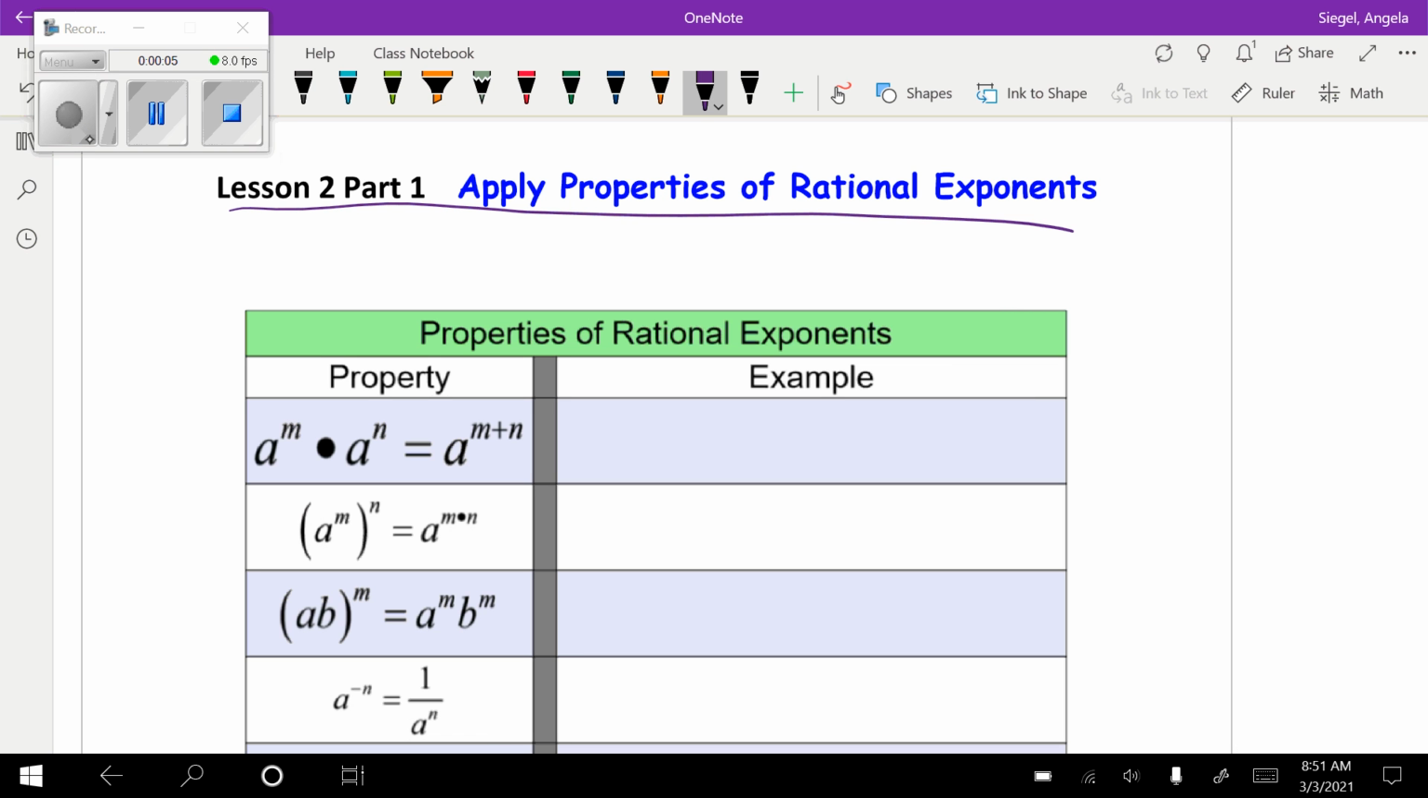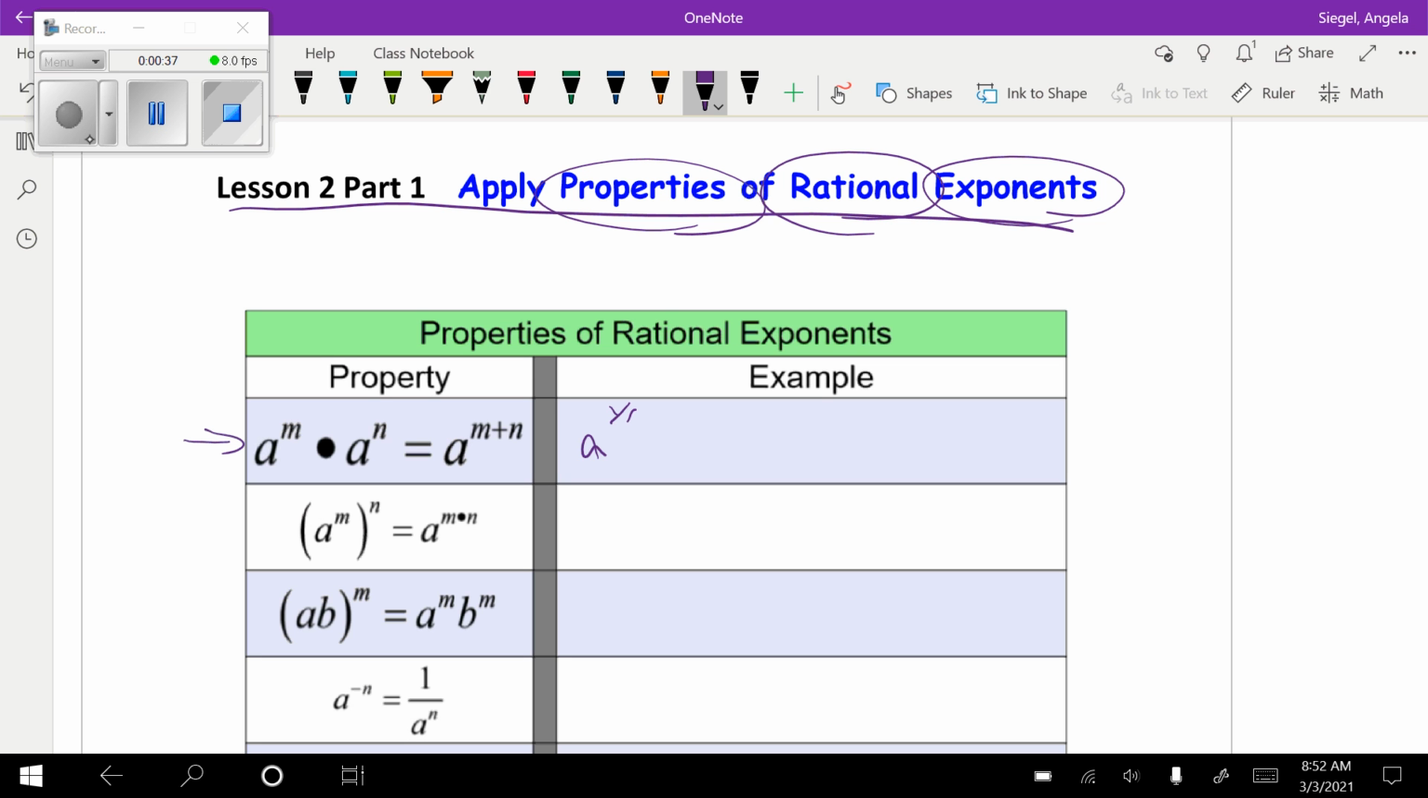We're going to talk about applying properties of rational exponents. Back in earlier units of Algebra 2, you talked about properties of exponents, so this is not going to be anything new. It's just applying the rational part of it. Like all of these properties you have seen before, I'm going to give you an example of what it looks like in the form of rational exponents. A rational exponent is a fractional exponent.